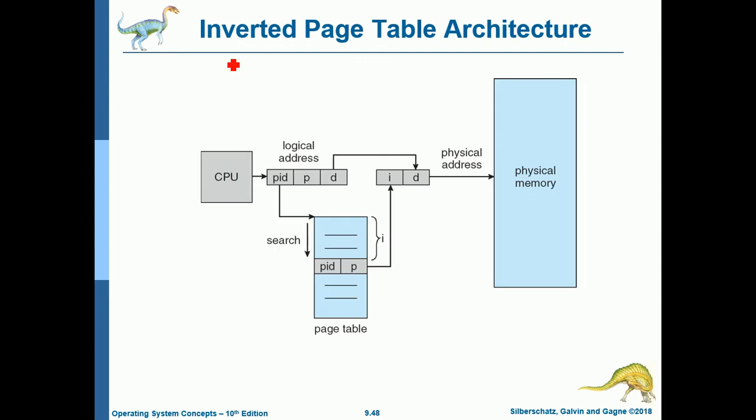So this is the illustration of the inverted page table architecture. The CPU produces the logical address. We have the PID, and then we also have the page number and the offset. It will search the page table with the PID and the page number. If the value is located, it will be extracted, and then the page offset will be added. So it will produce the physical address corresponding to the actual address in the physical memory.